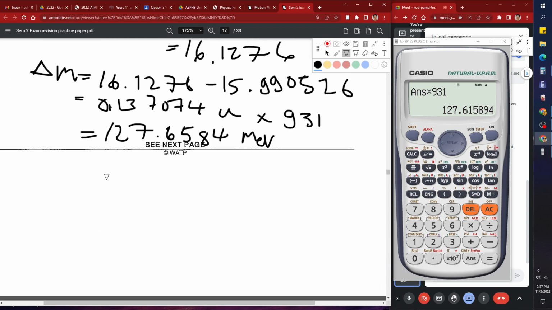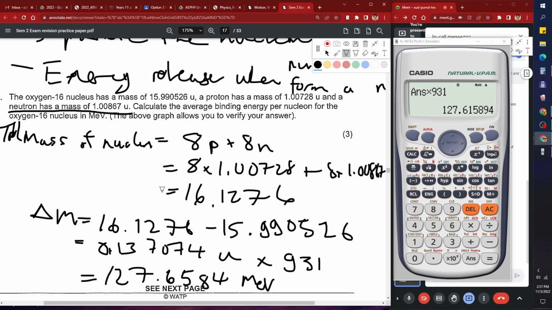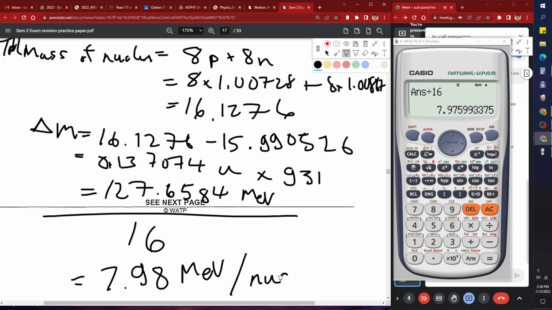We're still working on this. That's the total energy, but we need the number of nucleons. The mass has been converted to energy to bind these particles together. Divided by 16, because there are 16 nucleons, what we end up with is 7.98 MeV per nucleon. Okay, guys? Done. Perfect timing, 2:58.